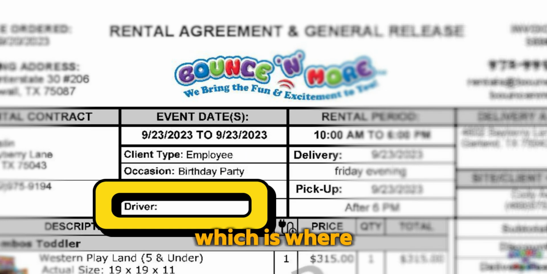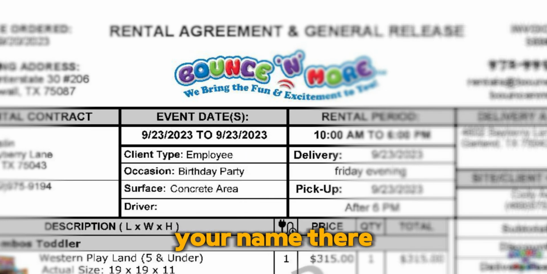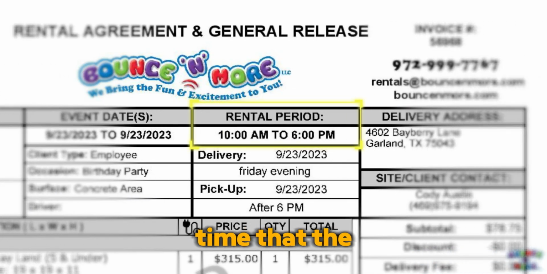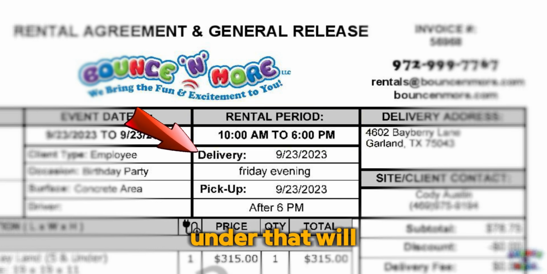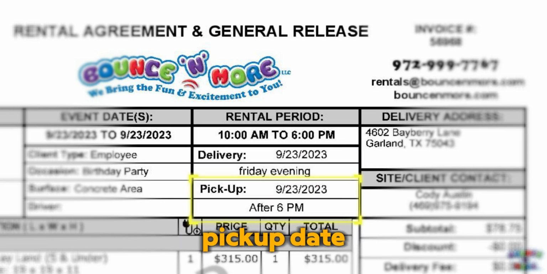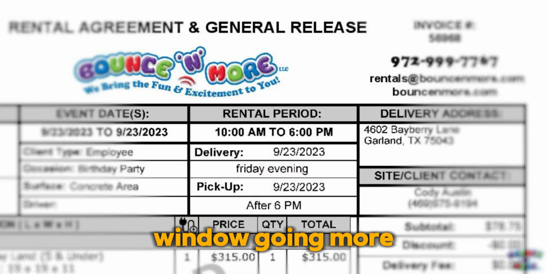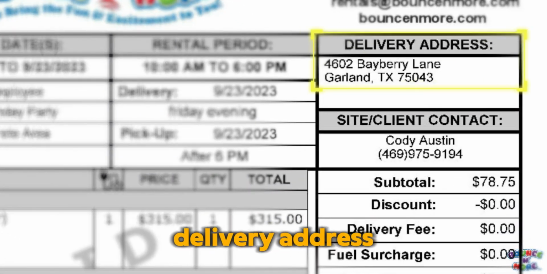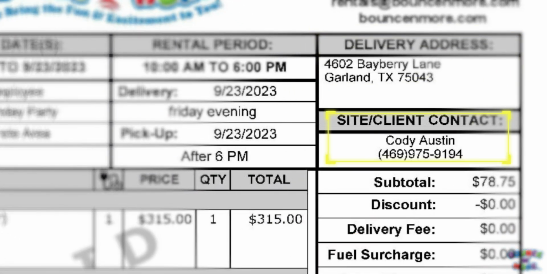We have your driver name, which is where you will put your name there. We have a rental period. This is the time that the customer has paid for. We have our delivery date. Under that will be the time window for deliveries. We have our pickup date with the pickup window. Going more to the right, we have our delivery address, our site/client contact name and number.